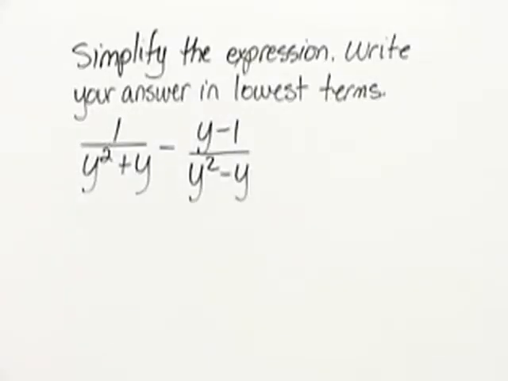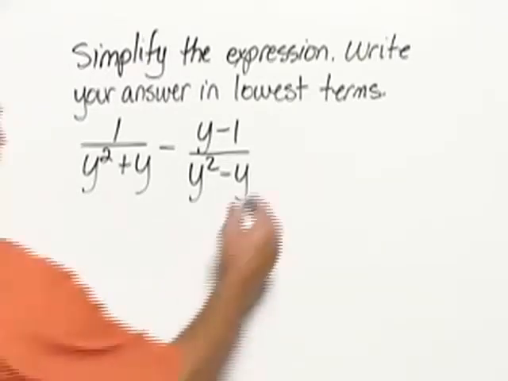Simplify the expression. Write your answer in lowest terms. 1 over y squared plus y, minus y minus 1 over y squared minus y. Let's factor each of the denominators.